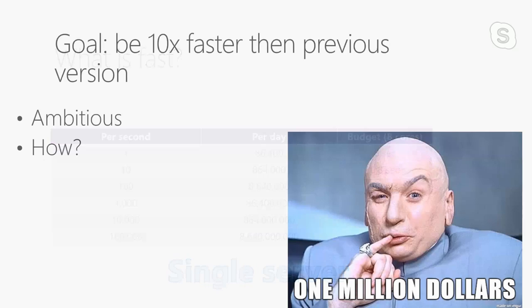And we set a goal. I want to be 10 times faster than the previous version. When I set this goal, I got lots of funny looks from my team, because that's a ridiculous goal. How can we be that much faster?